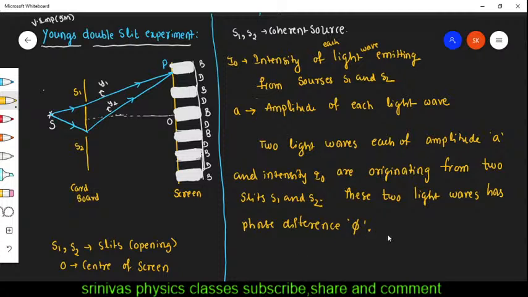Due to the interference on the screen, these two light waves interfere. Due to the interference of these light waves on the screen, alternate bright and dark bands form.